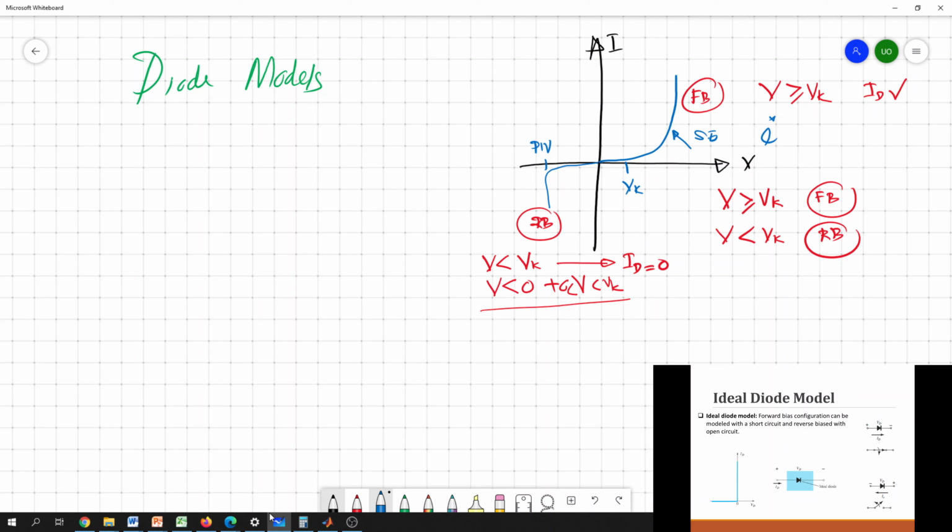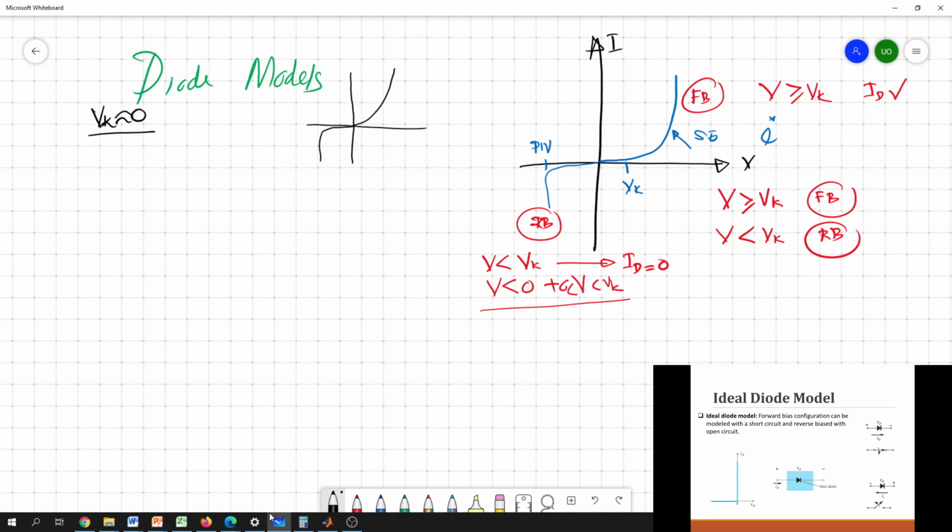So we can do it like this. Let's assume a scenario where we simply assume that the knee voltage is 0. So knee voltage is 0. Let's assume there won't be any effect of knee voltage. In that particular case, the diode characteristic would be something like that. So the knee voltage is 0.